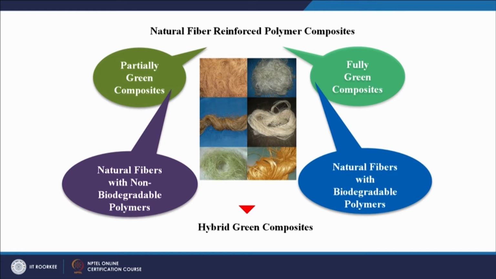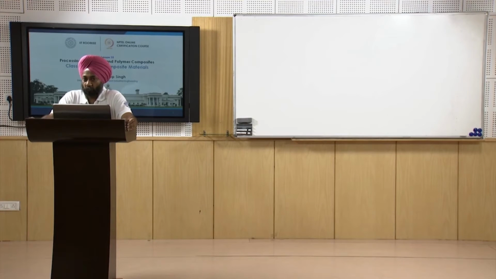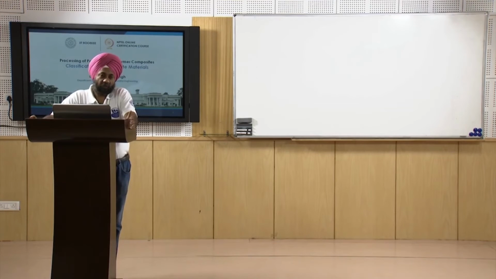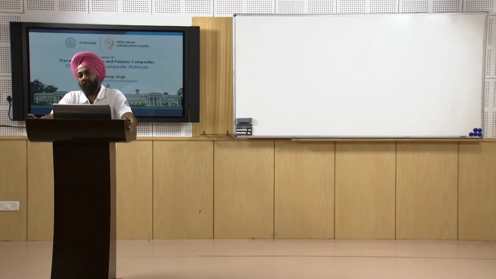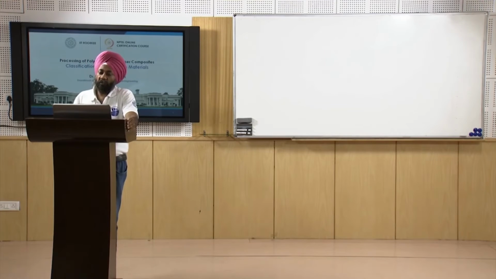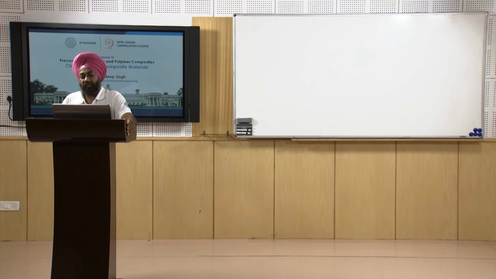Then again, we can have natural fiber reinforced polymer composites also, in which the natural fibers are used as reinforcement, and all around the world there is a trend towards biodegradable composites, in which the polymer or the matrix is also biodegradable, as well as the fibers or the reinforcing members are also biodegradable. So natural fiber reinforced polymer composites we can see here.